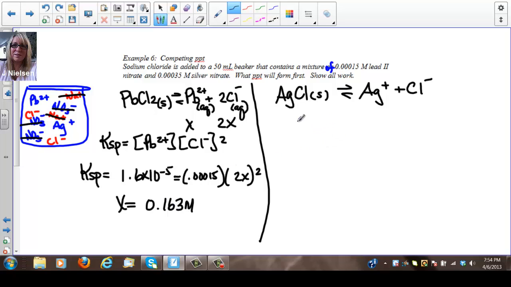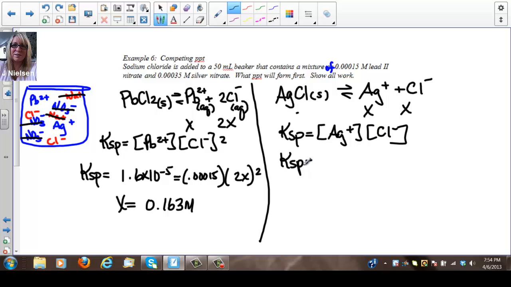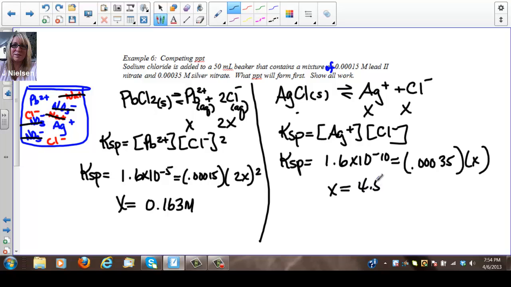Now I'm going to do the same thing over here. This is x and x, and I've got a Ksp equal to the concentration of Ag plus times Cl minus. My Ksp for silver chloride from A24 is 1.6 times 10 to the minus 10. However, I know my silver ion concentration is 0.00035 times x. And when I solve for x, or s if you're using s, you get 4.57 times 10 to the negative 7 molar.